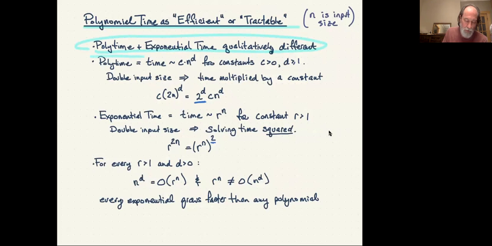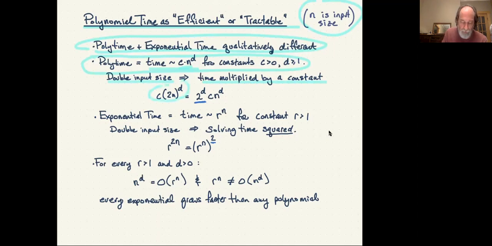Certainly mathematically. So polytime means we have time that's running something like c times n to the d, for positive constant c and a constant d at least 1, right? n is always the input size, unless we say otherwise. So what happens when your complexity is a function of that form? Well, when you double the input size, the time it takes to get a solution is multiplied by a constant. So it gets bigger, but only bigger by some constant multiple, right?